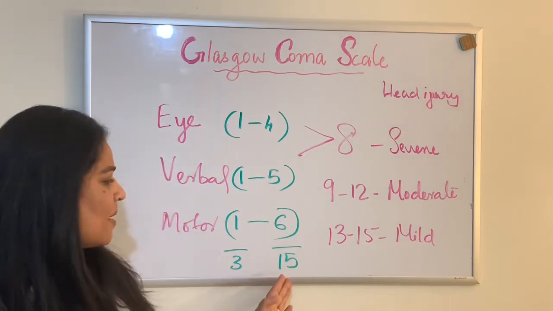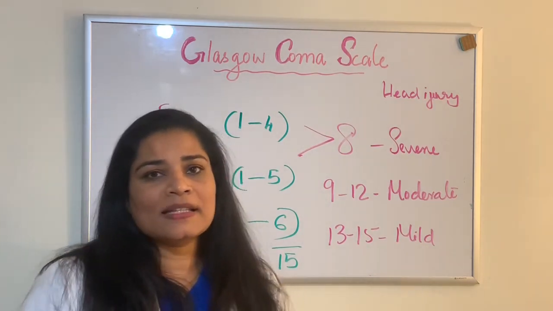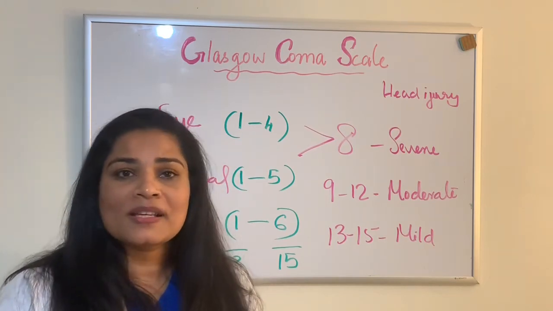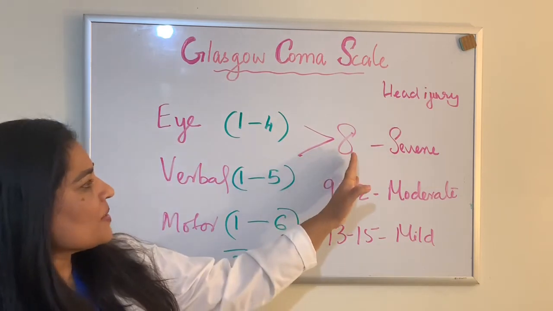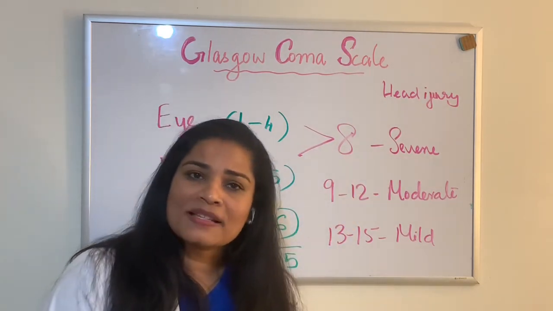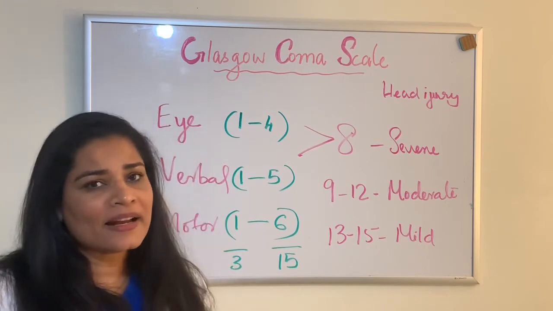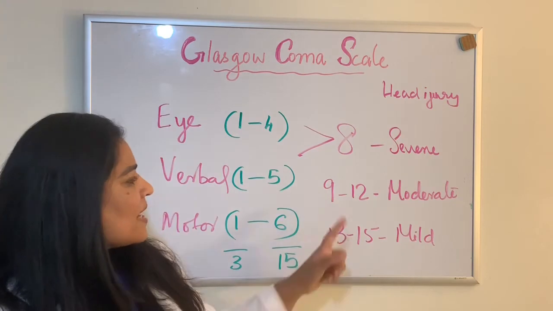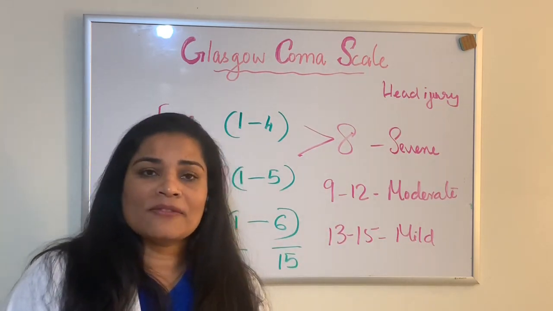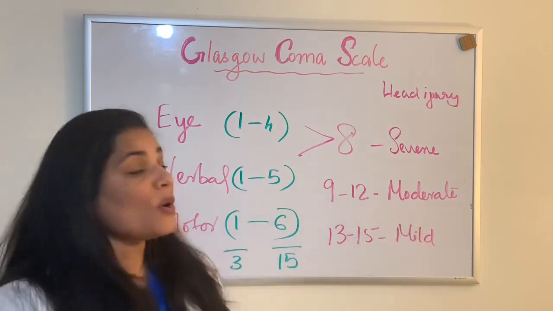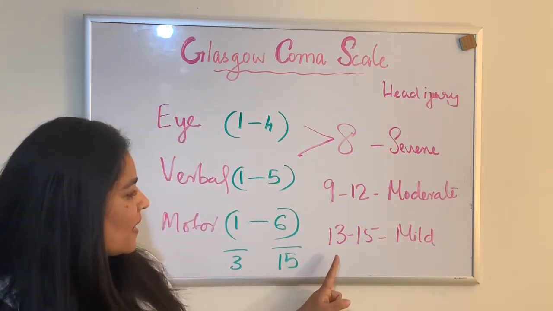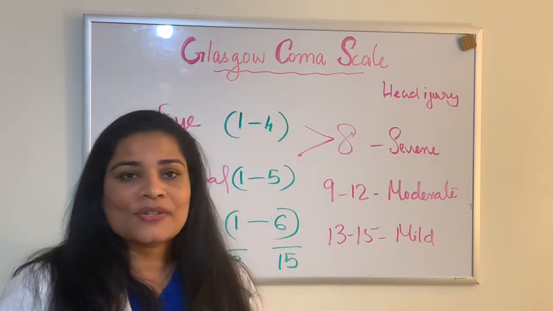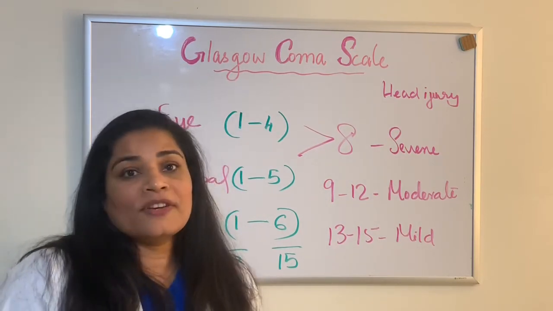Based on this number, we categorize the severity of the case based on the value we obtain through this assessment. A Glasgow coma scale score of 8 or less is considered severe head injury. A score between 9 and 12 is considered moderate head injury. A score between 13 and 15 is considered mild. So as the number goes down, the severity is more.